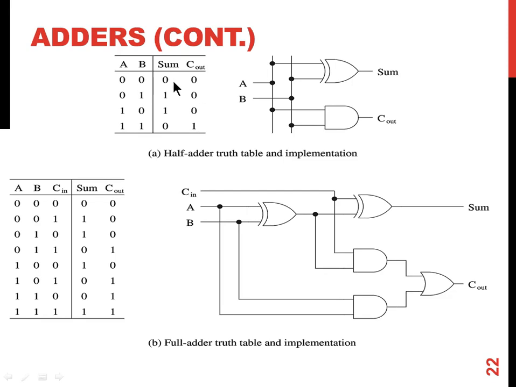0 plus 0 is sum 0 with carry out 0. 0 plus 1 is sum 1 with carry out 0. 1 plus 0 is 1, sum 1 with carry out 0. And 1 plus 1 inputs will give me sum 0 and carry out 1. The simple half adder circuit.